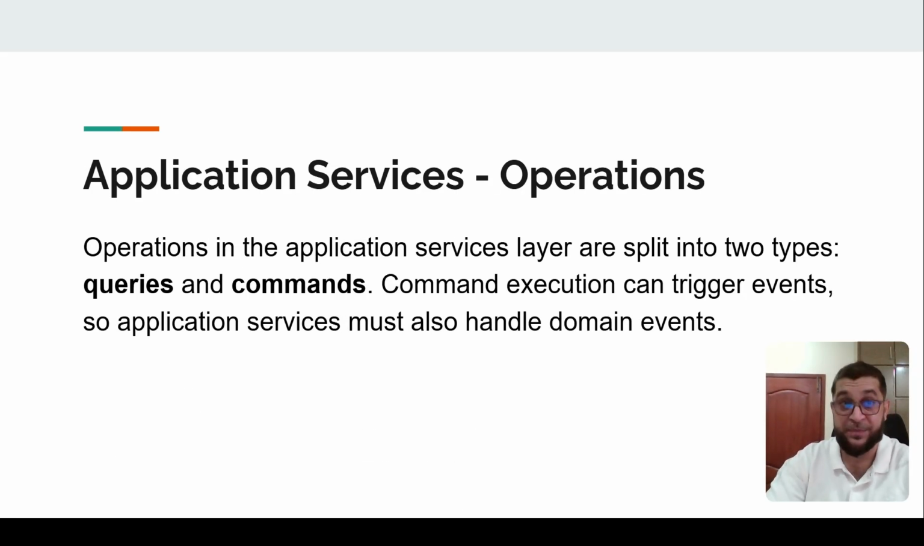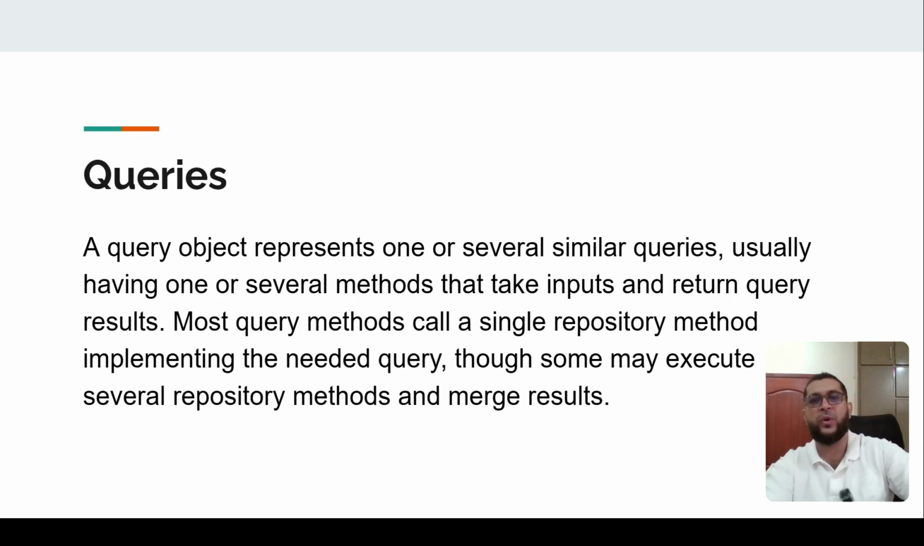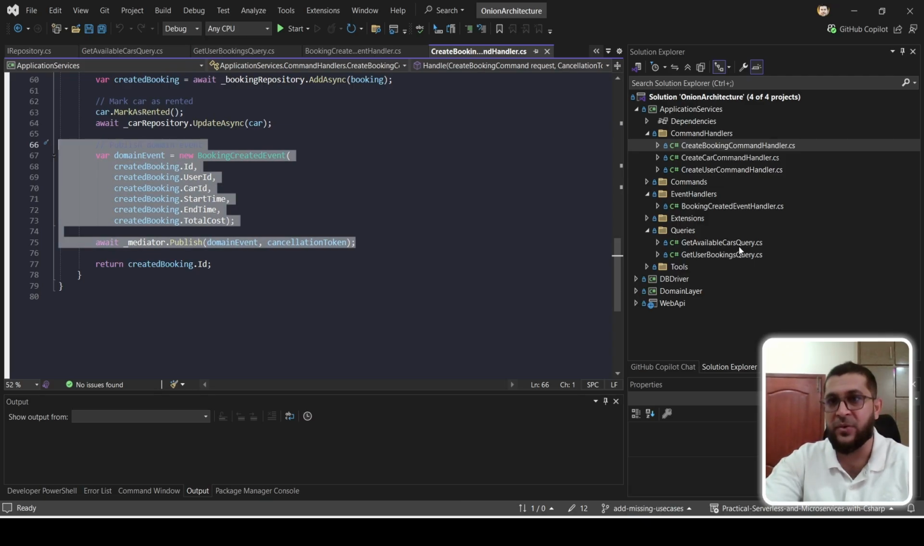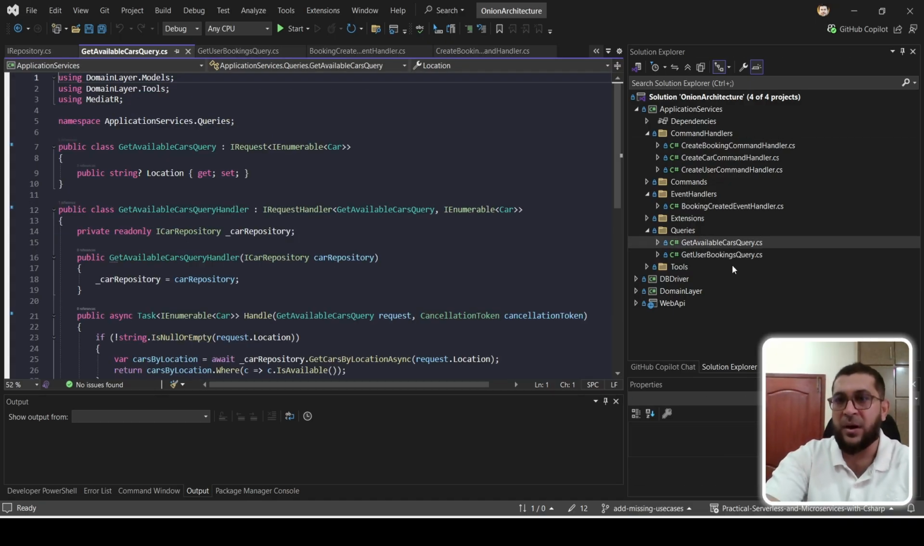Operations in the application service layer are split into two types, queries and commands, already discussed. Command execution can trigger events. The application service must also handle domain events, already explained. And we have queries. This is a deeper look at queries. A query object represents one or several similar queries, usually with one or several methods that take input and return a query result. For example, the get available car query.